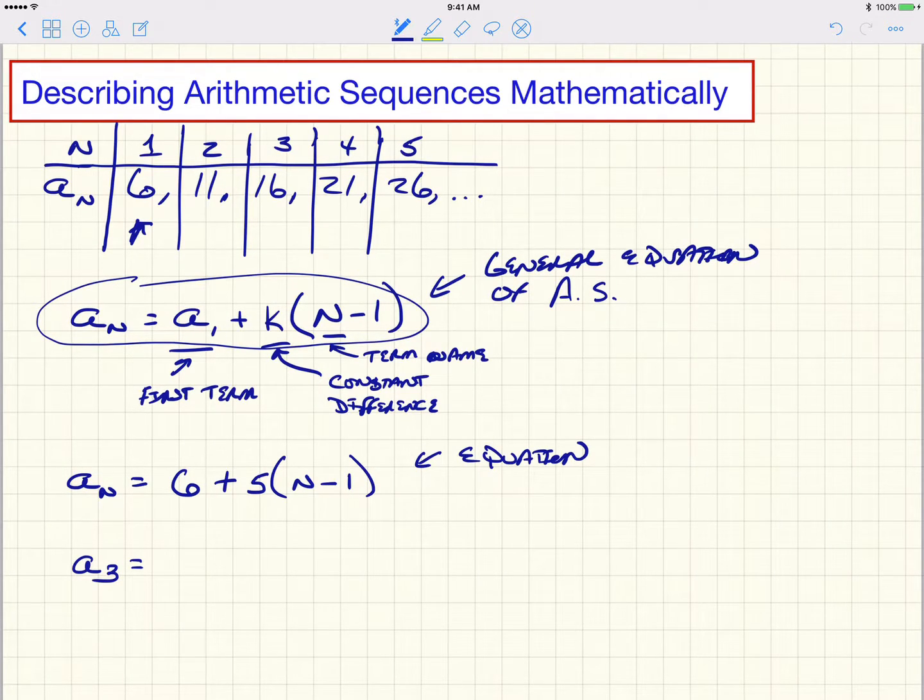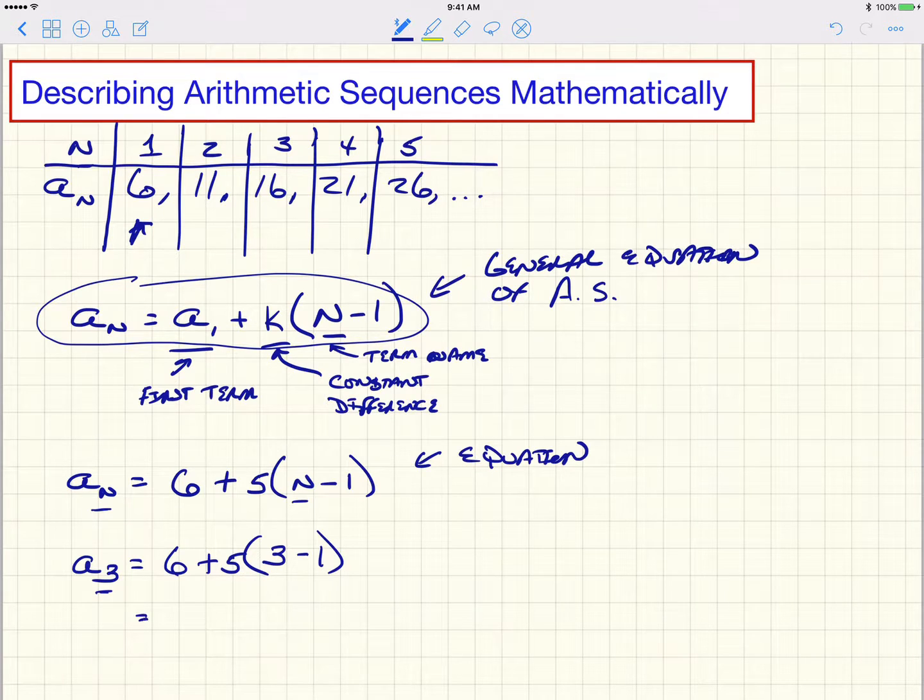Okay, so what is A3? Well, we're going to follow along and basically copy the equation as it is. So A3 equals the first term 6 plus our constant difference 5 times, now because I replaced an n with a 3, similar to function notation, anywhere in the equation where there's an n, I'm going to replace it with the number that replaced the n. So I'm going to replace that with 3, minus 1.